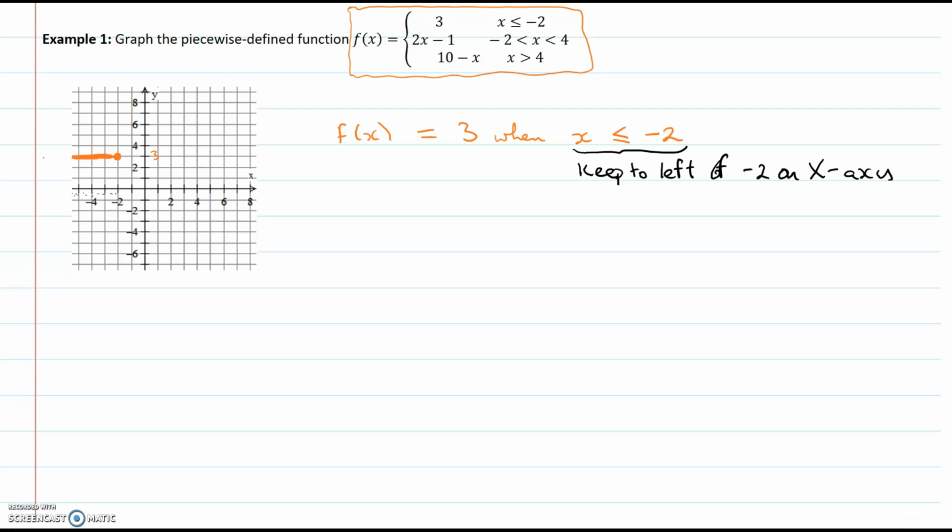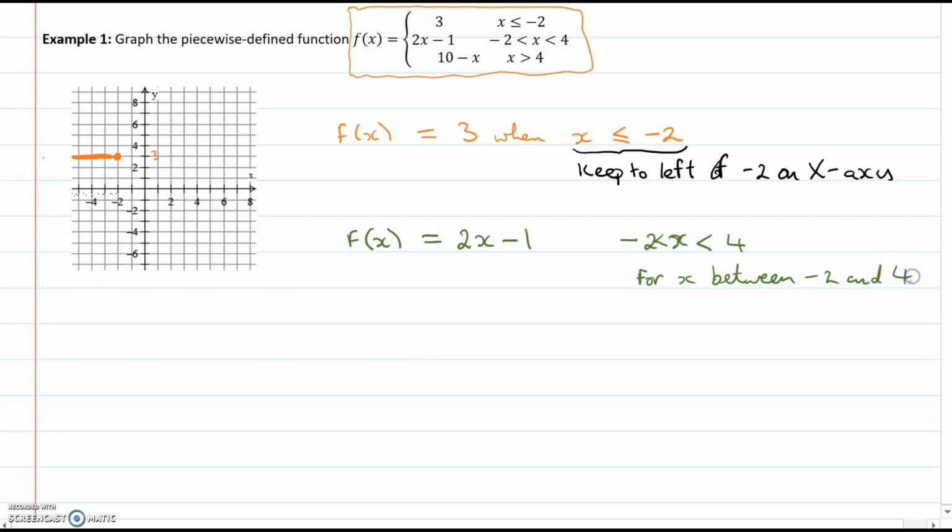Okay, that's the first part of it done. And if I can get my pen to work. The next line, if we go back to the original question, was f of x is equal to 2x minus 1 when negative 2 is less than x is less than 4. So in other words, for x's between negative 2 and 4. So the first time around f of x was just 3. We didn't have to work anything out. We knew that the line was going to be a height of 3 the whole way along.